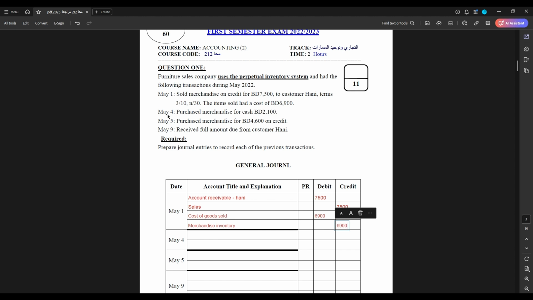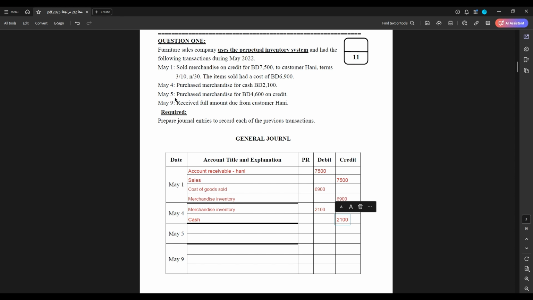Then we go to the next transaction. On May 4, purchased merchandise for cash 2,100. So we will record the purchase with cash. So debit merchandise inventory 2,100 and credit cash, since the purchase was in cash, 2,100.